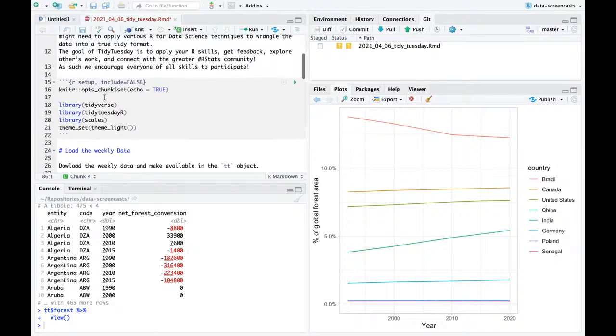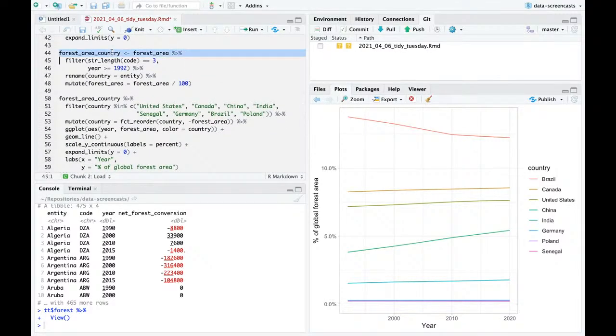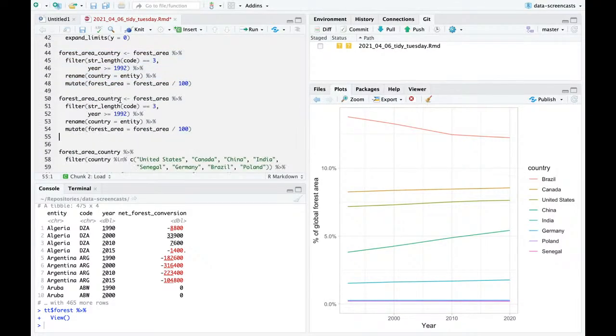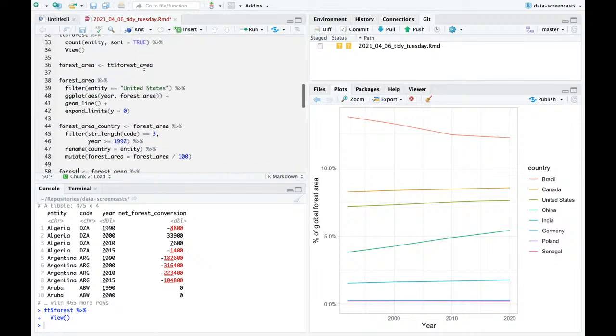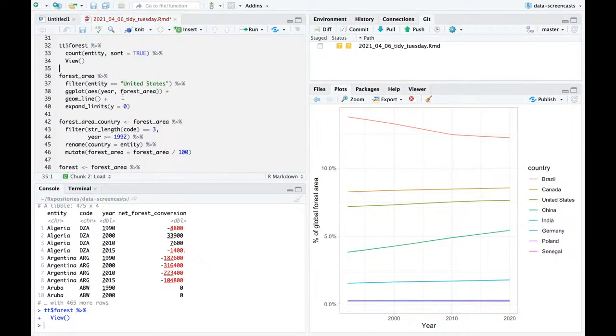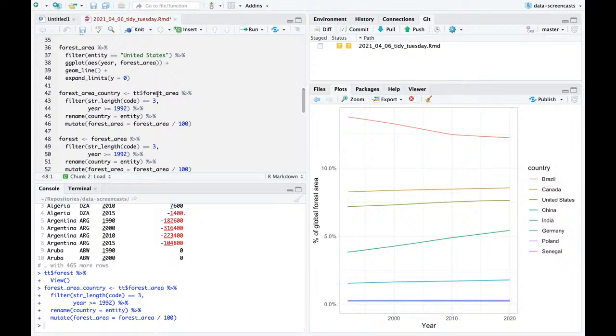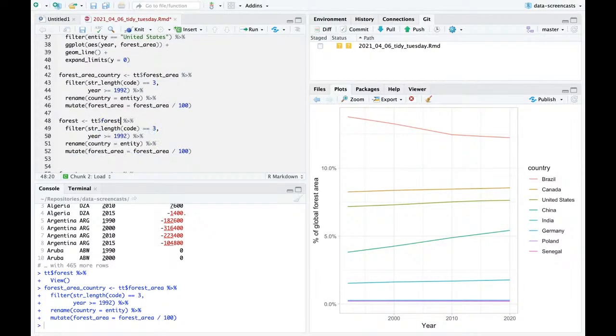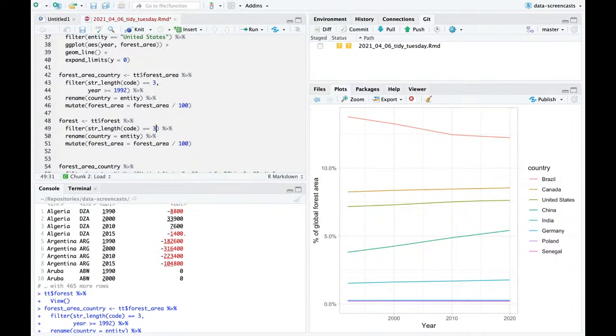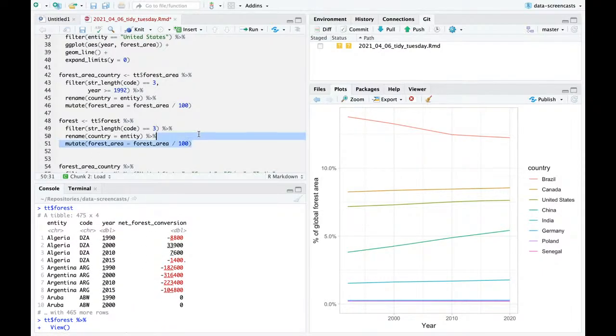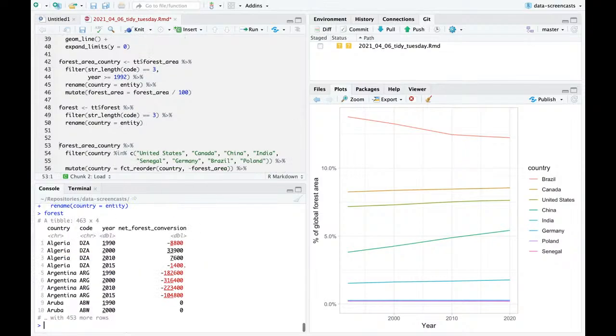I'm going to do the same thing to forest. I'm messing with how I'm cleaning the data. This is a clean for forest area. This is clean for forest. And I no longer want this filter, but I do say the code must be exactly 3 letters to drop the world code. And I want to do a rename. I'm no longer doing this, and now I've got forest with country, year, net forest conversion.